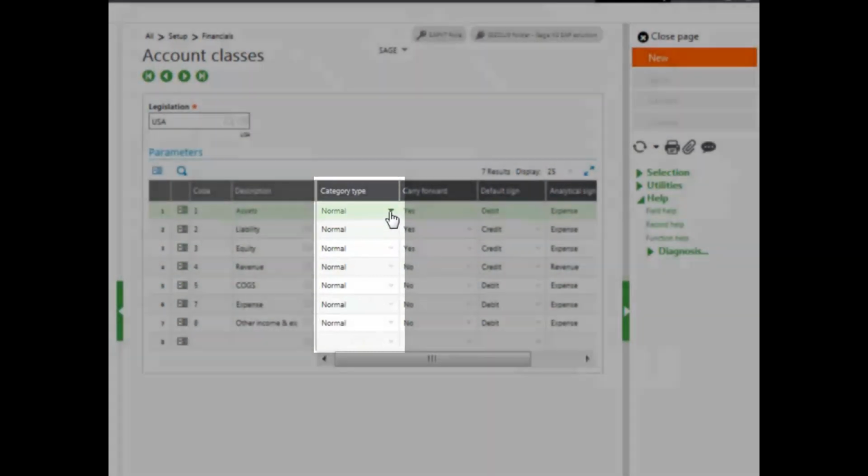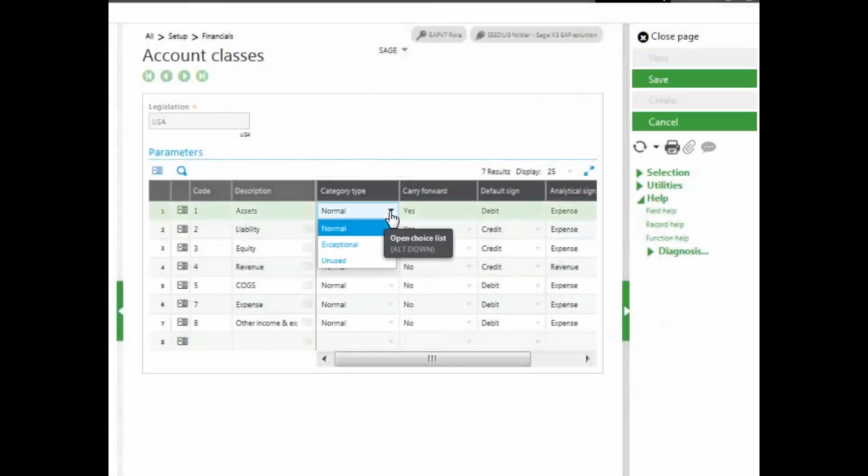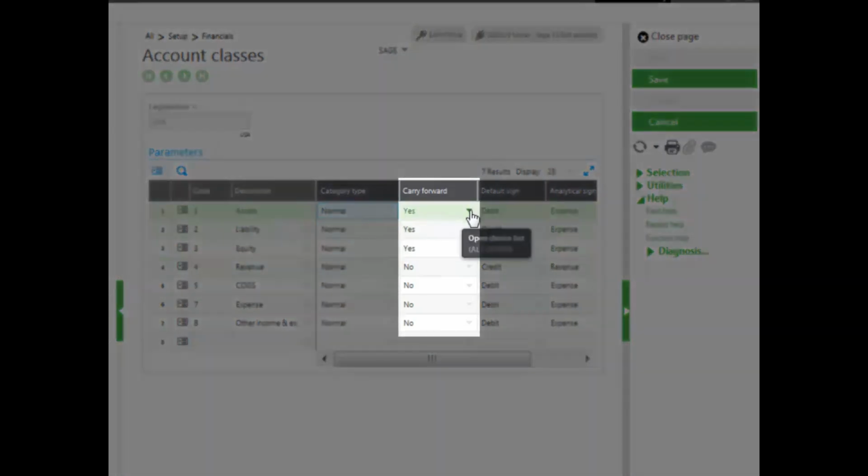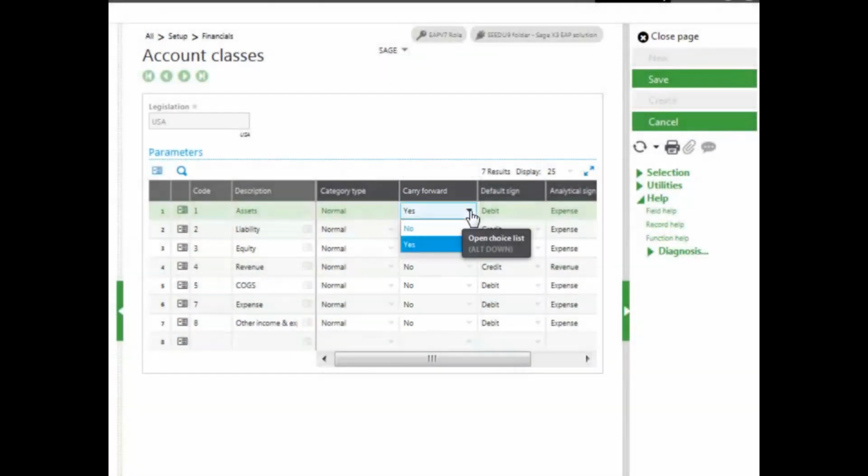The category type is either normal, exceptional, or unused. Normal is for regular accounts, exceptional is for off-budget accounts, and unused is to prevent someone from using that account root. The carry forward column is either yes or no.